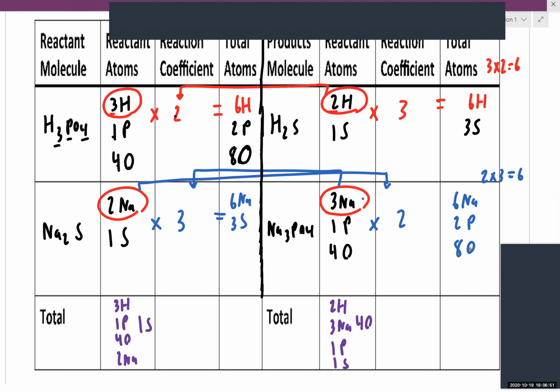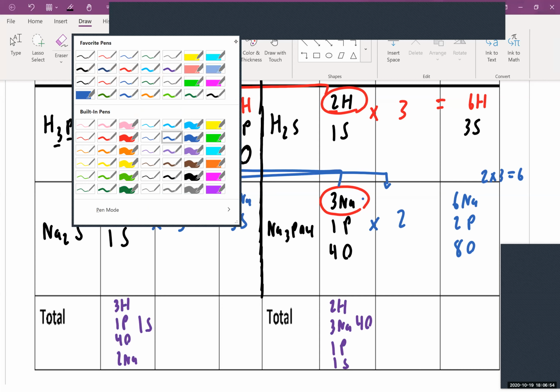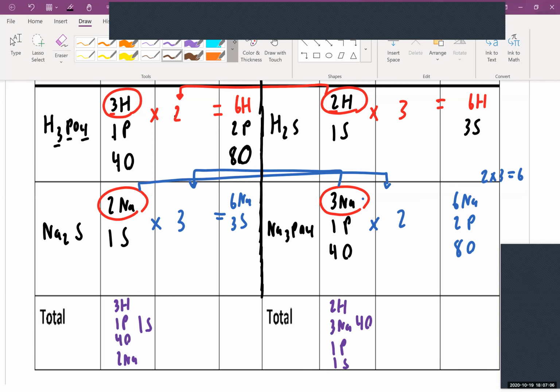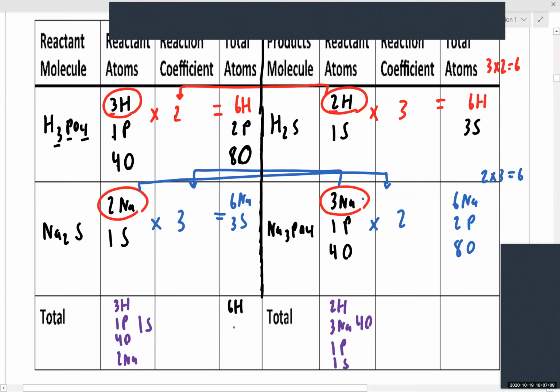Now, what I'm going to do is I'm going to write down my revised count. So I have 6 hydrogens. Oops, let me use a different color. So I have 6 hydrogens, 2 phosphorus, 8 oxygen, 6 sodium, and 3 sulfur.